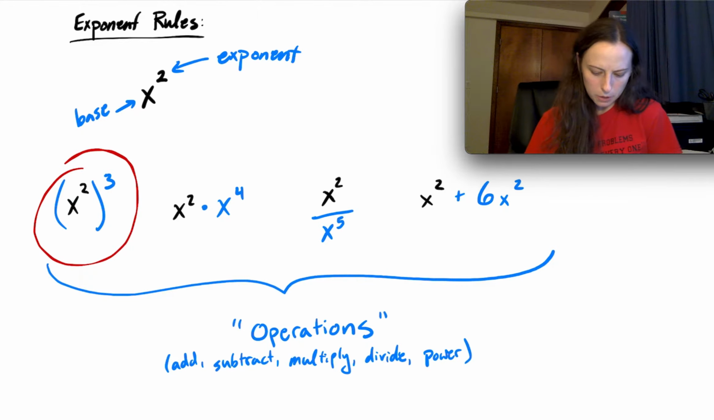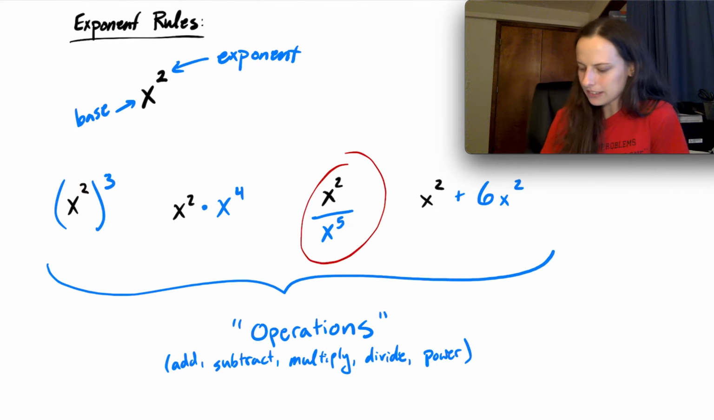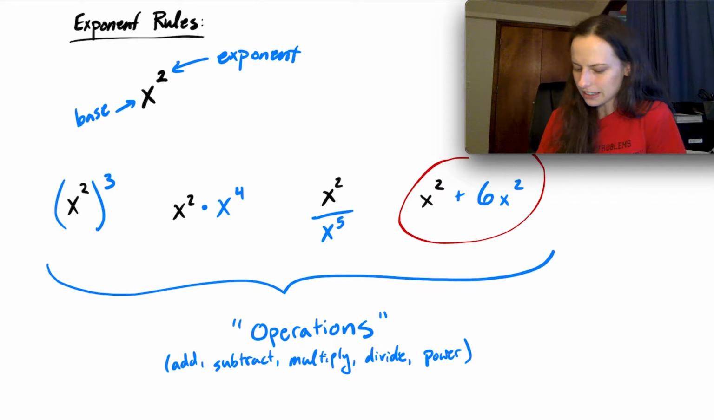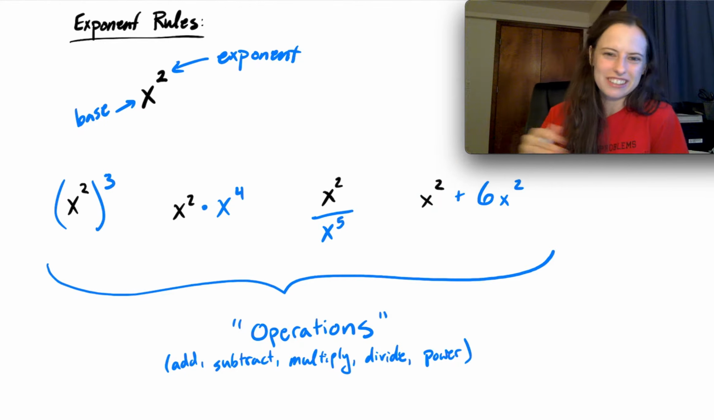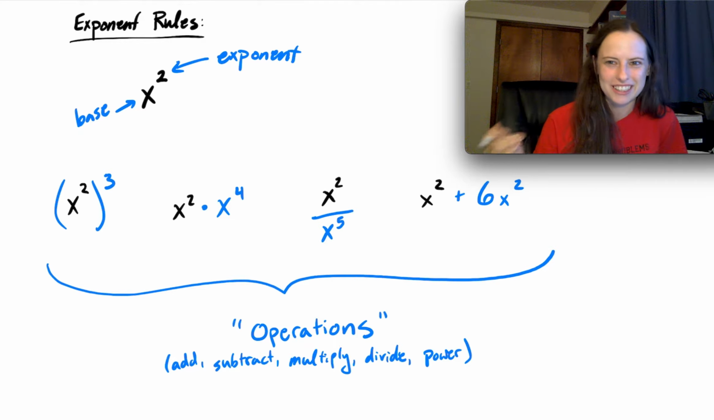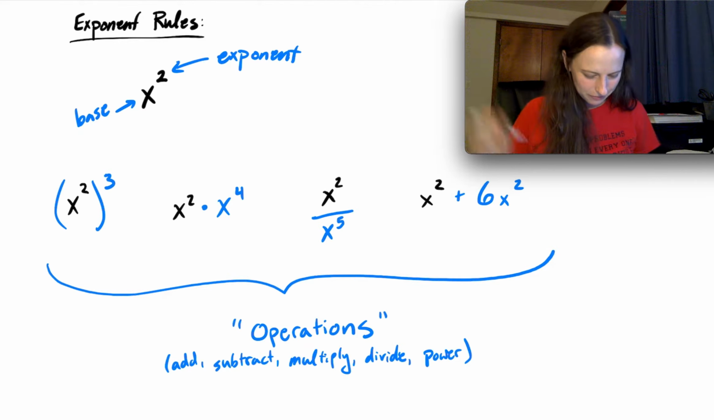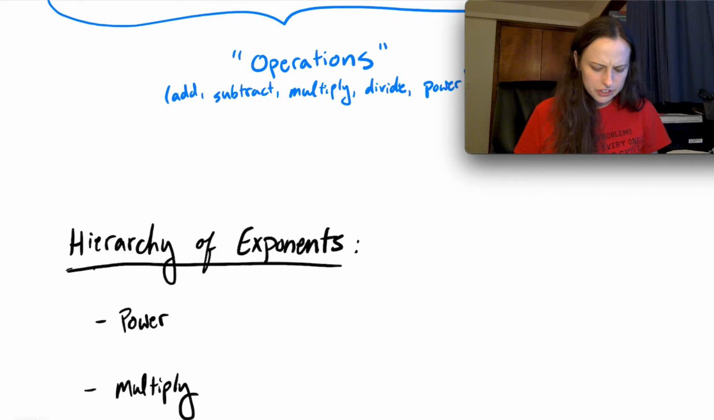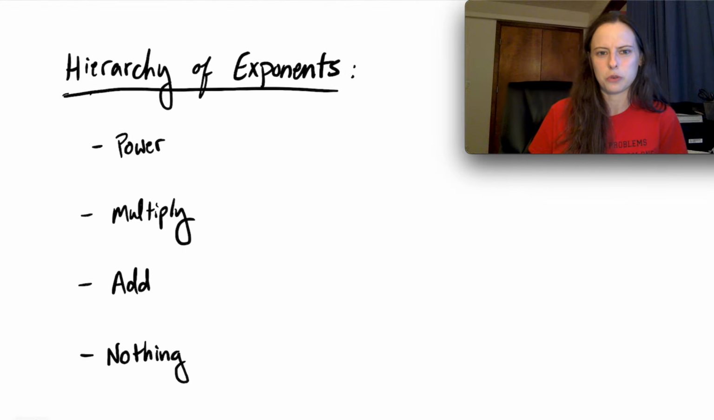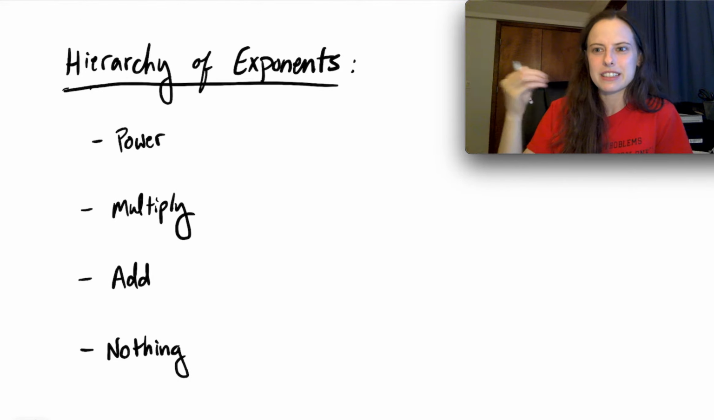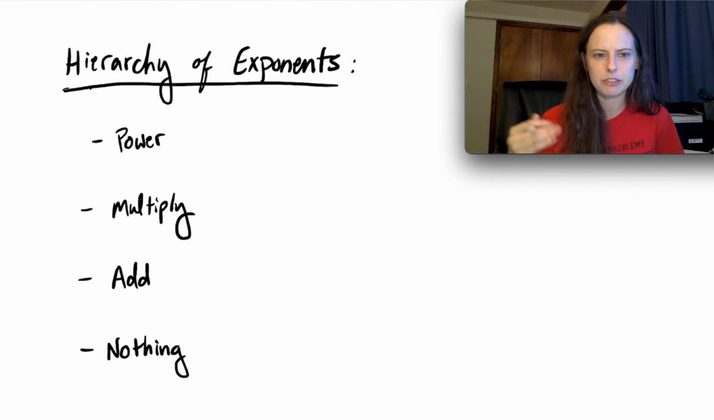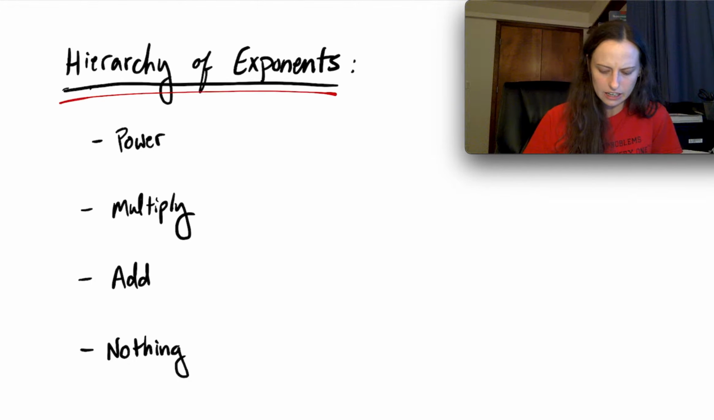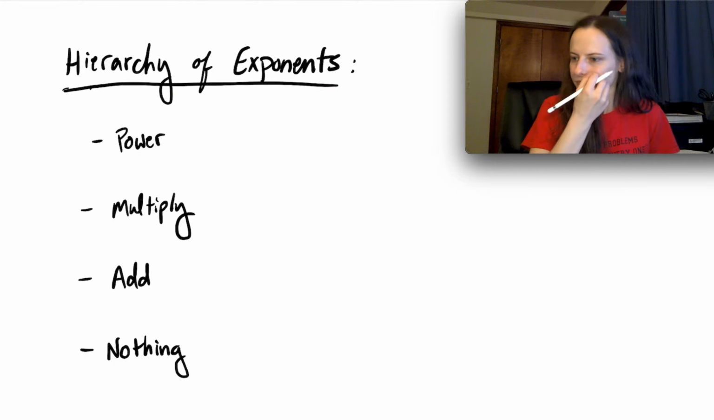We could multiply it times another base and exponent. We could divide by a base exponent, add another base and exponent. All these different things are called operations, which is just adding, subtracting, multiplying, dividing, or raising to a higher power. So each of these operations has its own rule when it comes to simplifying exponents. And an easy way to remember these different rules is with the hierarchy of exponents.